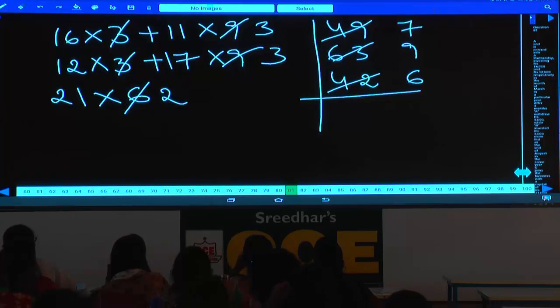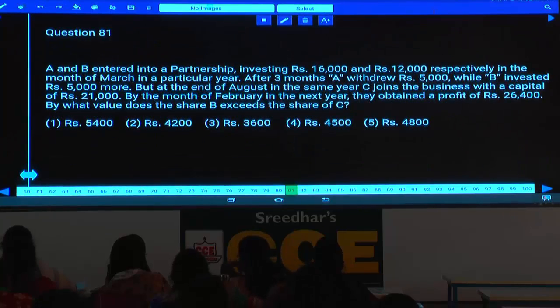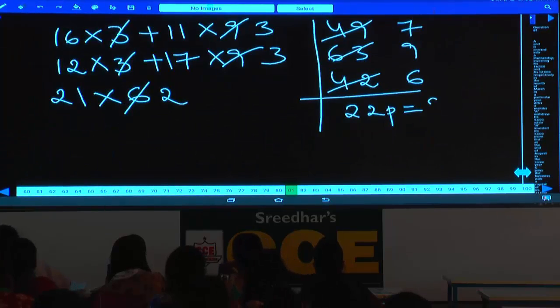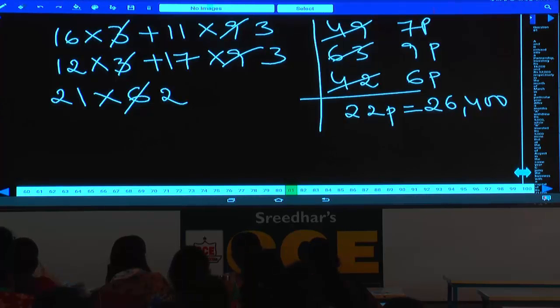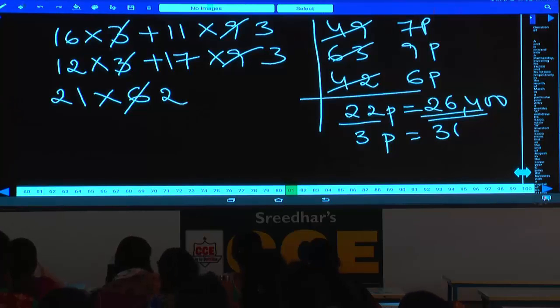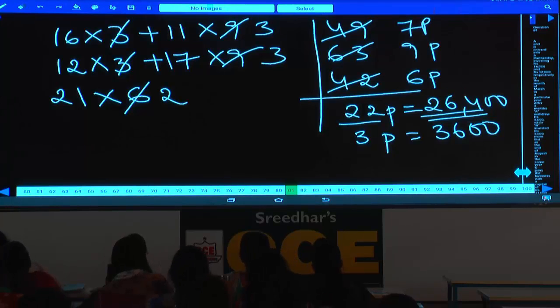So total how many parts? 22 parts. 22 parts is equal to 26,400. You're asked to calculate the difference of share among B and C. B gets 9 parts, C gets 6 parts, difference 3 parts. 22 how many times is 264? 12 times. 3 into 12? And then how many zeros? 2 zeros. Got it?